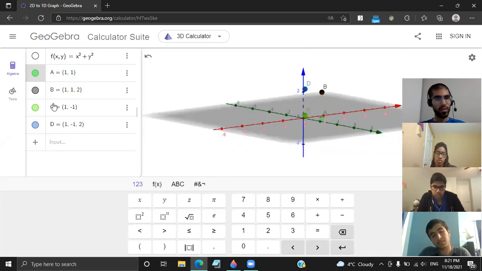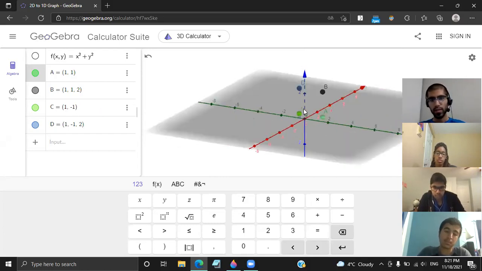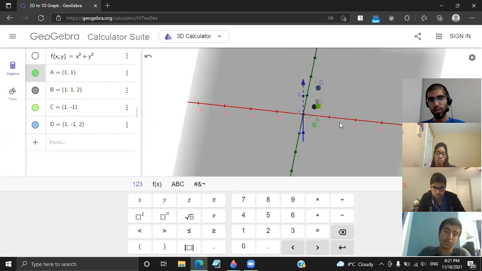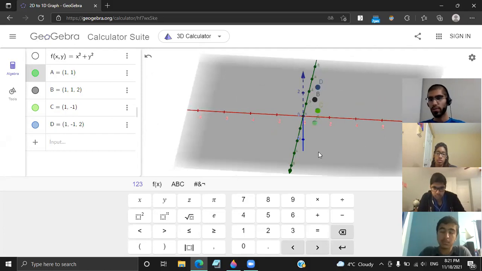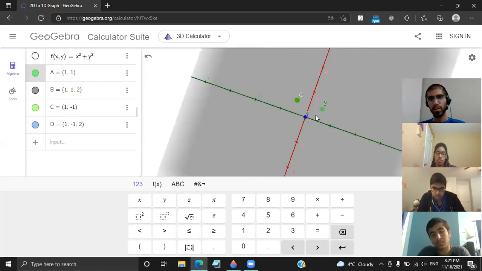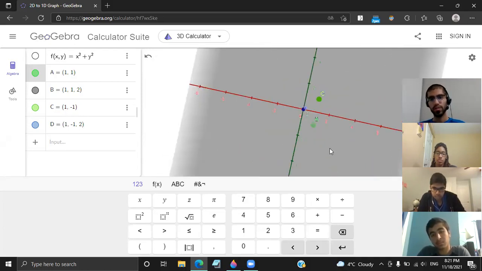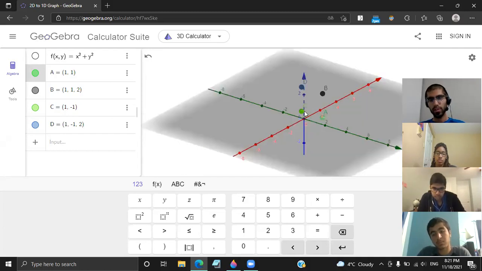And then same thing on the other side. If we have 1, negative 1, so X is equal to 1, Y is equal to negative 1, the Z value is going to be equal to, in blue, 1 squared plus negative 1 squared, which is still 2. So you can see here, I have the inputs in green and these outputs. And the output is represented by the heights above the plane.